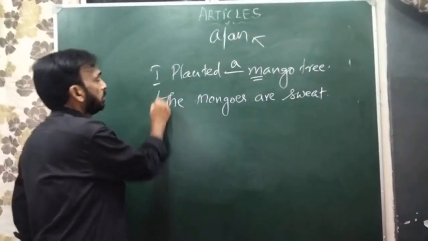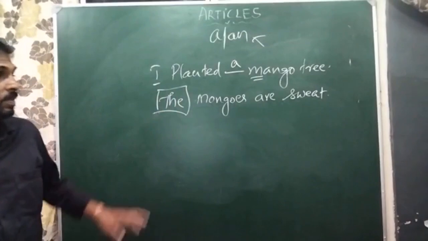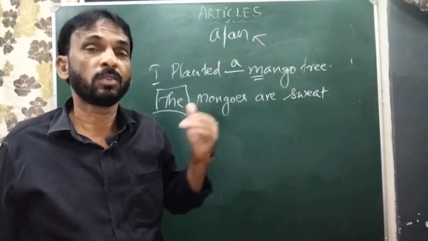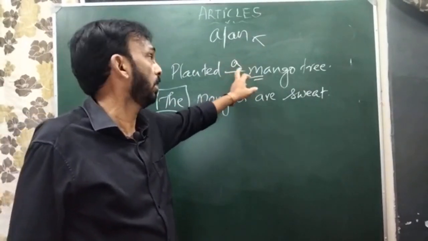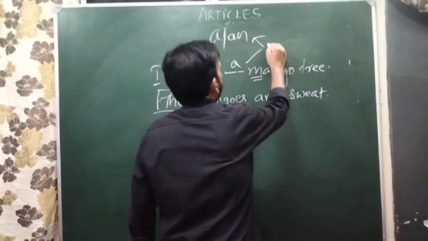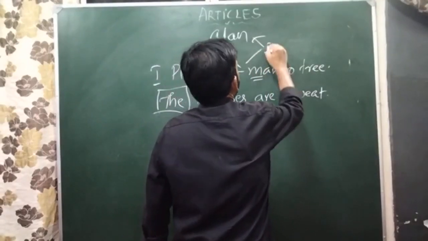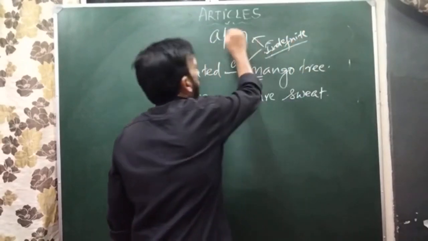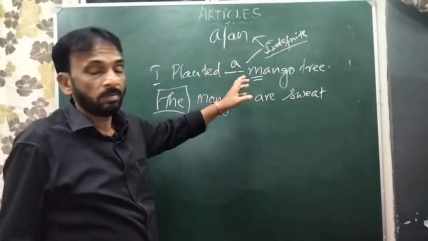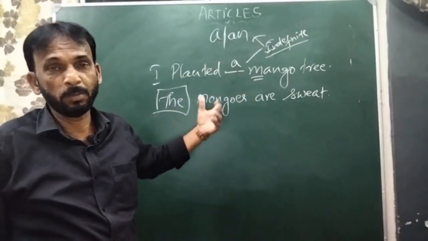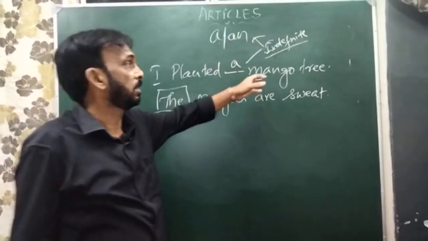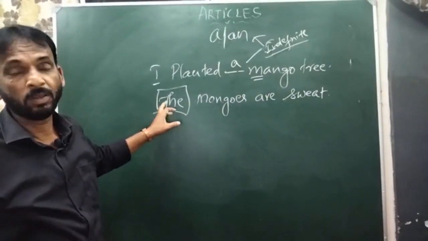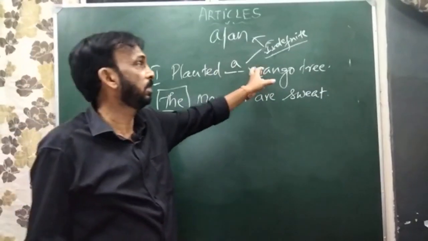Now I used the article the in the second sentence. Why? This is the first time I have introduced the noun to my reader, so that's why I used a mango. Sorry, this is indefinite. Indefinite means any, general, a and an. In the second sentence, my reader, to whom I am writing, is aware of this noun, mango tree. So I use the. Now it is definite. Now he has got the idea about this mango tree.